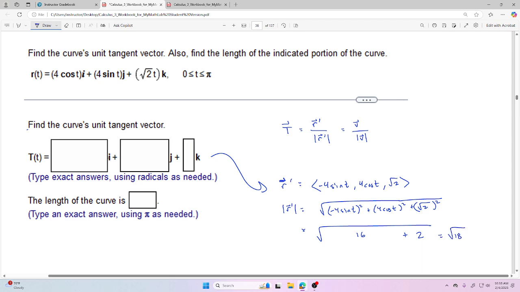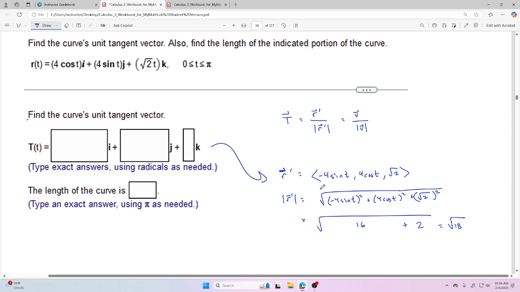Okay, square root 18. Is that what we had last time? Oh, we didn't do it at all. I feel like we did it. Okay. Oh, I didn't do it. Oh, okay. Anyways, yeah, this turns into 16.